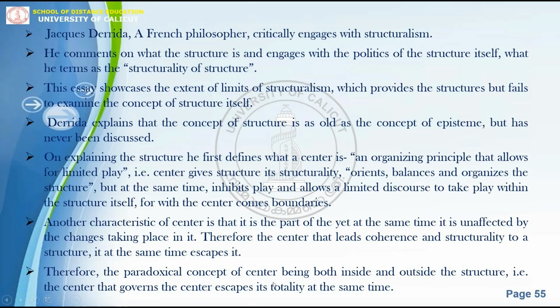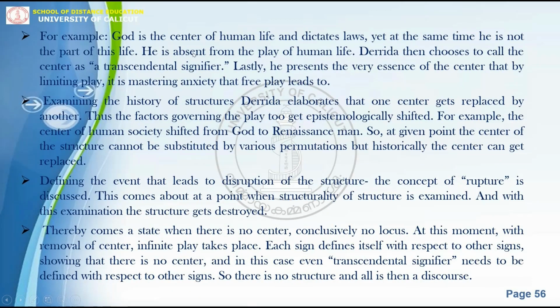Now, therefore, the paradoxical concept of the center being both inside and outside the structure: the center that governs the structure escapes its totality at the same time. So the paradoxical concept means the opposing concept of the center, that it is inside and outside the structure. The center that governs the structure escapes its totality at the same time. For example, God is the center of human life and dictates law. Yet at the same time, he is not part of this life.